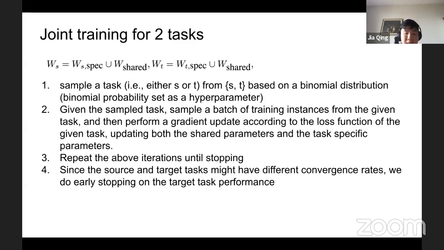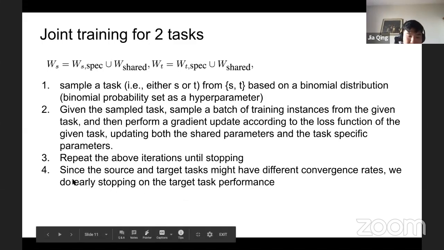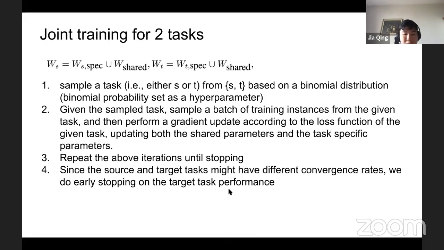And then you repeat this, but there is something to note about early stopping on the target performance, because of the different convergence rates between the source and target tasks. Understandably, if the gradient updates are according to the source task, then perhaps the convergence might happen, at least at local minima, faster at the target task than the source task, which is why we do the early stopping on the target task performance.